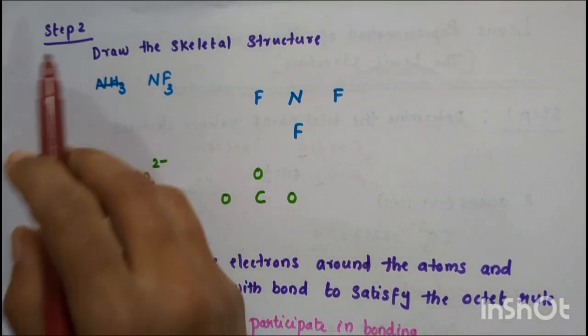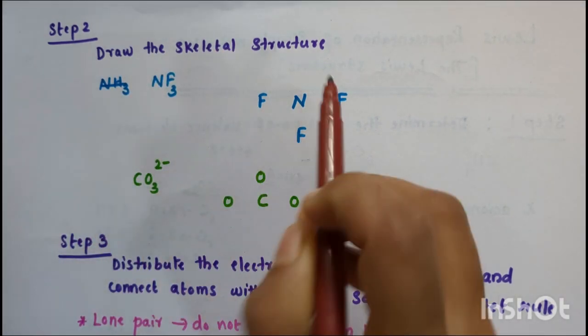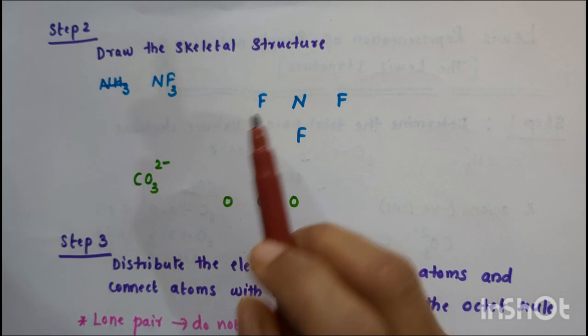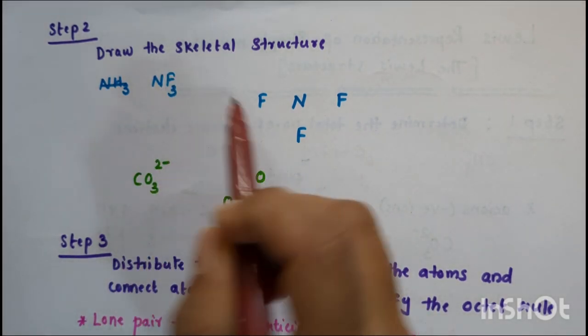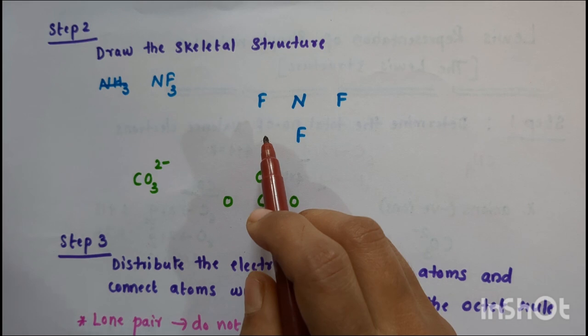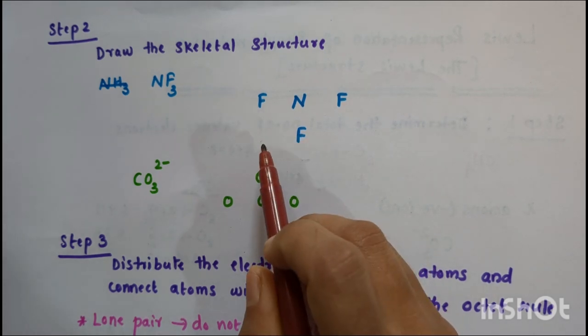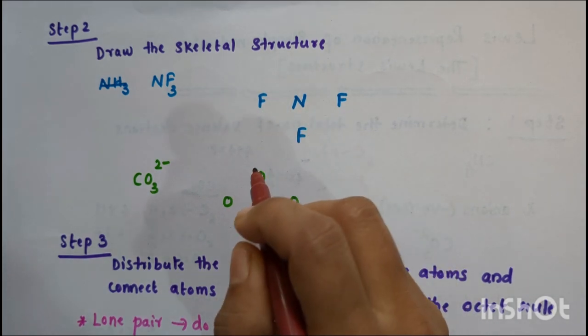Now let us see step 2. Step 2: draw the skeletal structure of the compound, which could be known or guessed intelligently. That is, we just want to draw the skeletal structure of the compound. We just want to place the central atom, then arrange all the surrounding atoms.